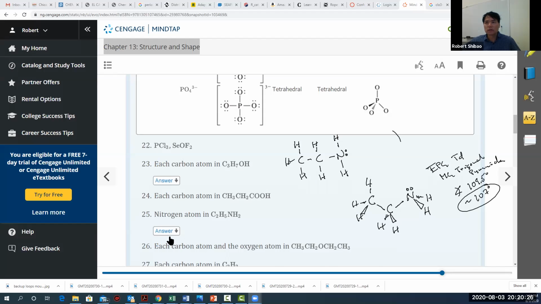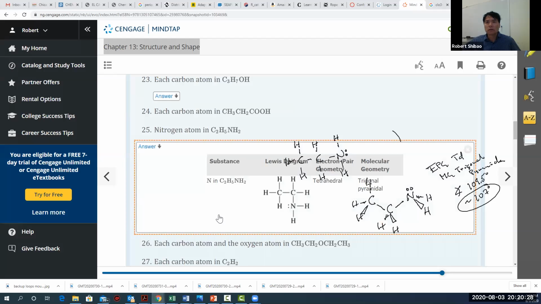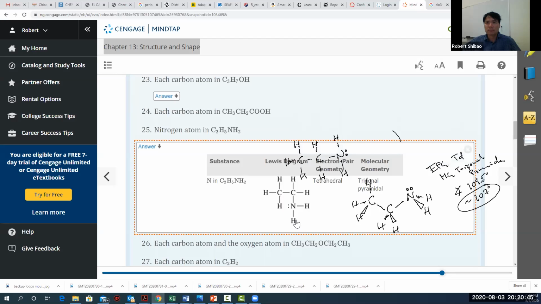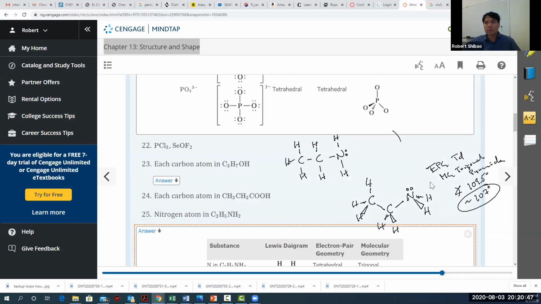See how they drew it. Oh, they didn't draw it. They just named it. And this Lewis structure is not accurate. It looks like the bond is 90 degrees. It looks T-shaped. It's not T-shaped. And this would be a more accurate, three-dimensional drawing of this.